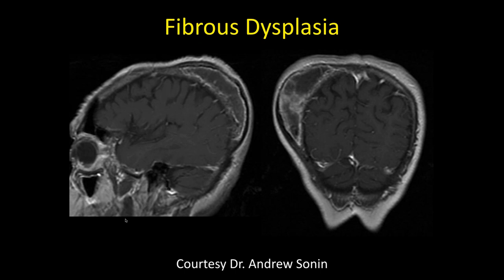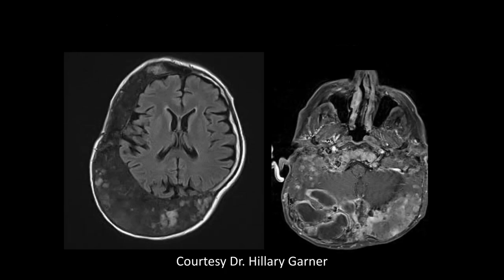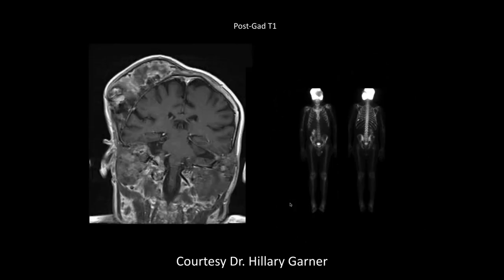Okay. Here's another good historian. Bump on the head. So we have a scout image and a CT, and it looks like there's a diffuse abnormality of the skull with thickening and irregularity. It looks like areas of ground glass and some lytic areas, right? And similarly, an expansile, heterogeneous skull, bone marrow throughout. It looks like polyostotic fibrous dysplasia.